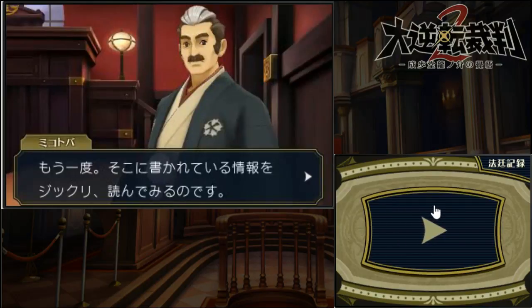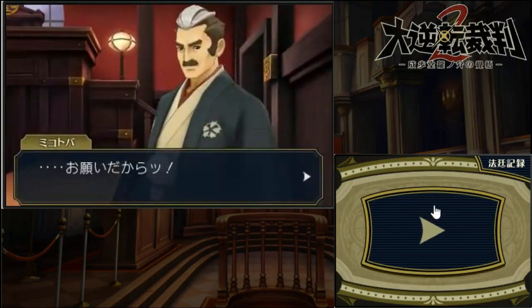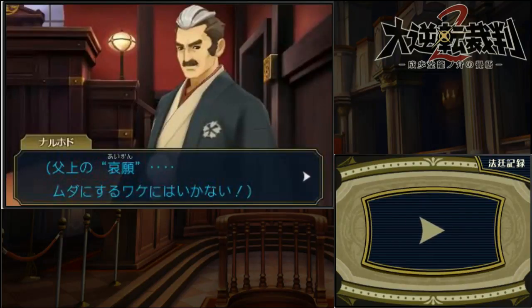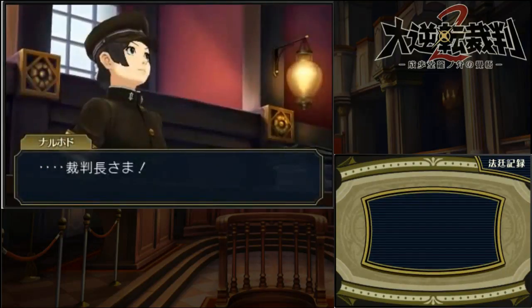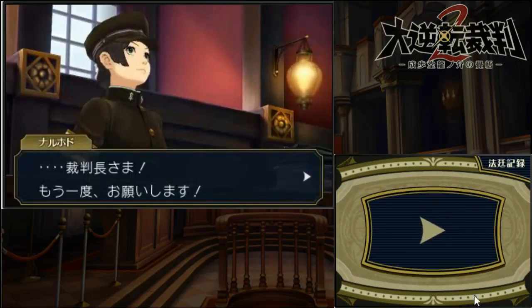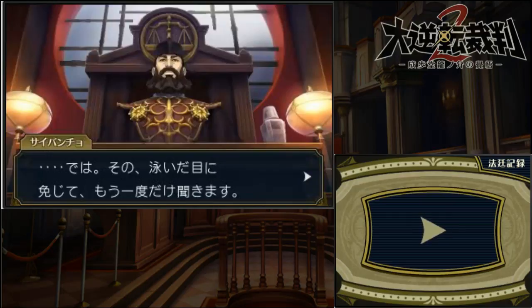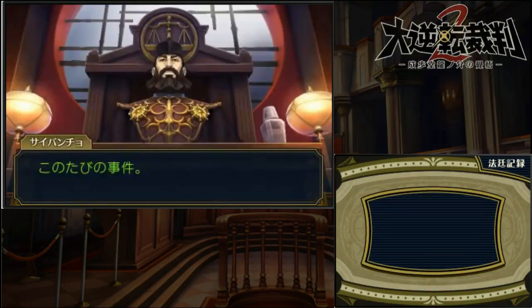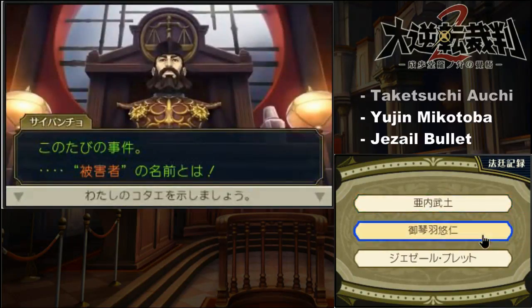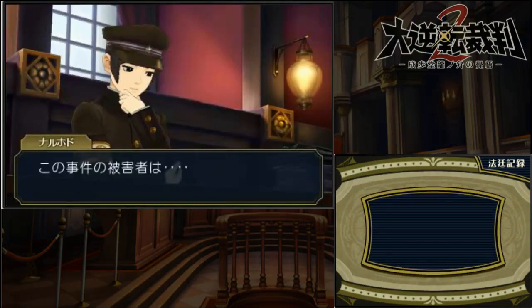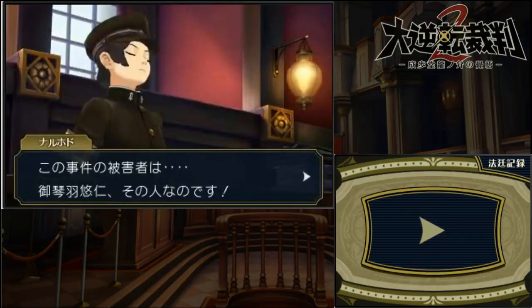Either way, read through the information once more, but be serious with your answer this time. Please, for my sake. Father is equally sad and amused. I can't squander things here. Your Honor, would you please grant me another chance? Then rid yourself of those wondering eyes before I ask once more. Who was the victim in this case? My father! The victim of this case is Mikatoba Yujin, Your Honor, sir.